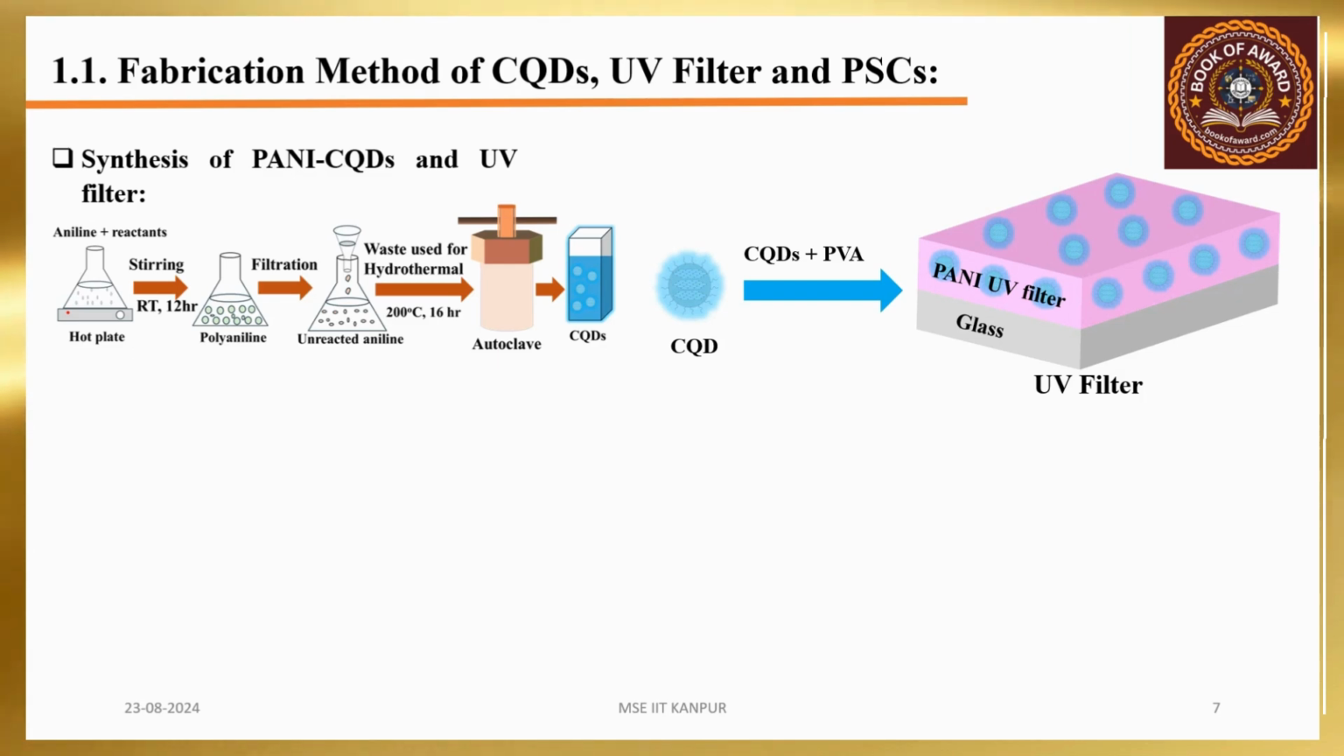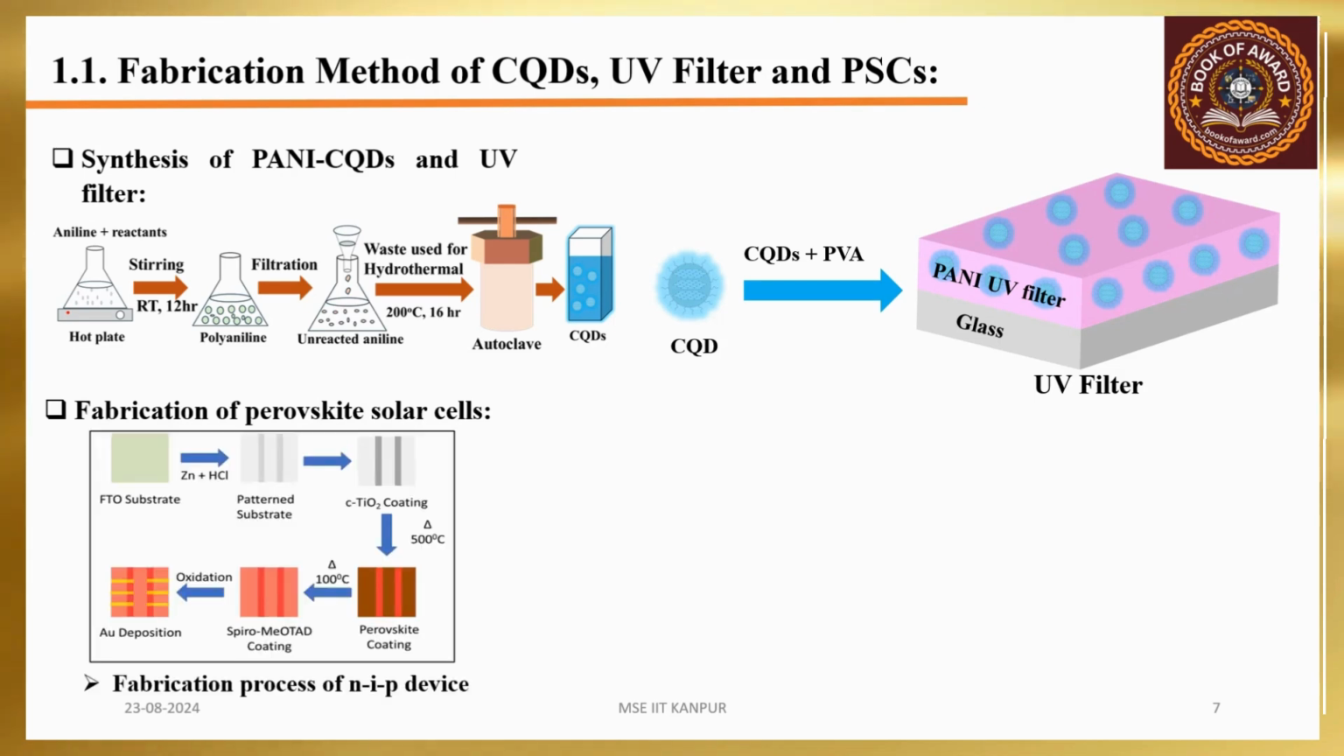To make the perovskite solar cell, we follow this process. Firstly, we take the FTO substrate, and after etching with zinc dust and hydrochloric acid, we get the patterned substrate. On the patterned substrate, we take the solution of compact TiO2, and after spin coating and annealing at 500 degrees, we get the compact TiO2, which acts as the ETL layer in perovskite solar cells.